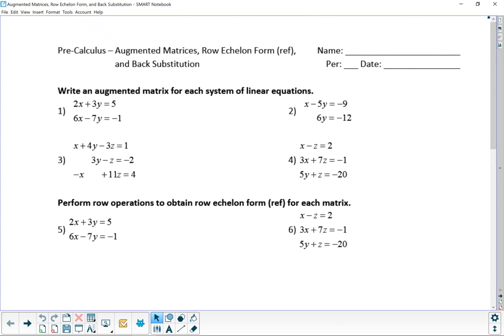Problems 1 through 4 are just writing an augmented matrix. You just need to write a matrix from the system of equations. It's that straightforward. You don't need to solve it. Just make sure you can write a matrix.